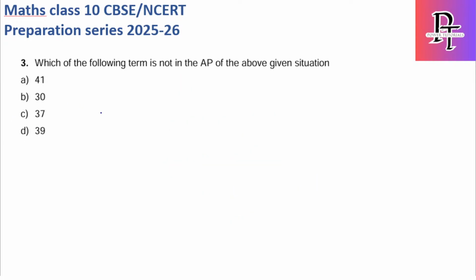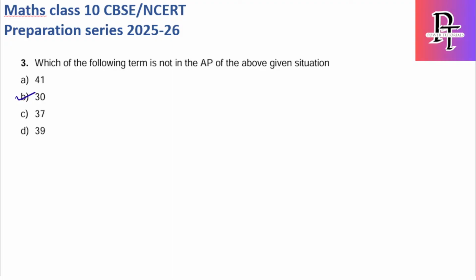Okay, let's move to the third one. Which of the following terms is not in AP? So the answer is B. Why? Because in our series it is completely odd numbers. It cannot have even numbers, because if I subtract 2 from an odd number, again you will get an odd number. It will not give an even number.